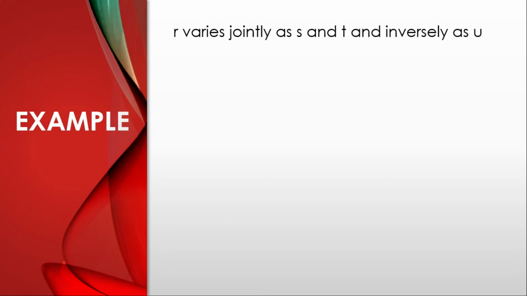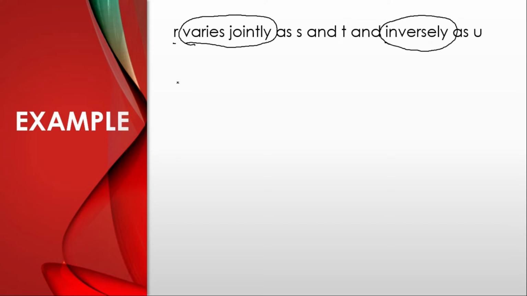So, dito tayo. R varies jointly as S and T and inversely as U. So, kung mapapansin nyo class, dalawa yung variation natin dito. Varies jointly and inversely. So, ang sabi daw, R varies jointly as S and T. So, that's one variable. Tapos, si R naman is inversely as U. So, dalawa yung ating variation.